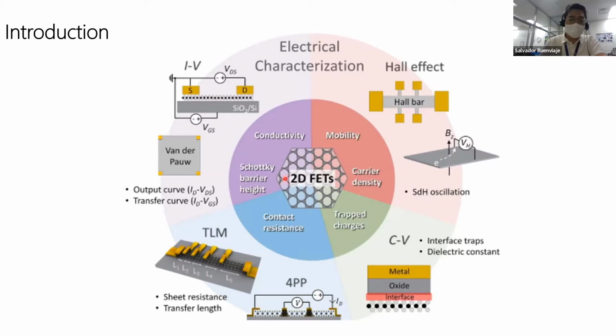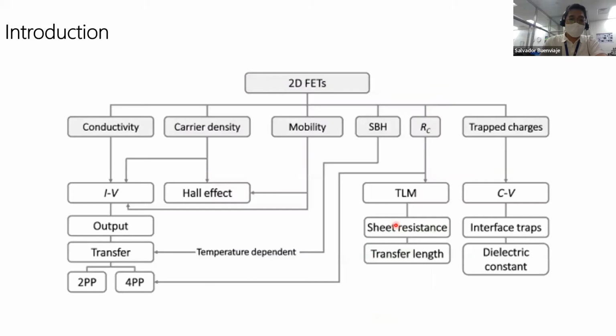This is the sample material for the FETs. So this is an overview of the electrical characterization methods. This is a more detailed breakdown. I will be dealing with carrier density.